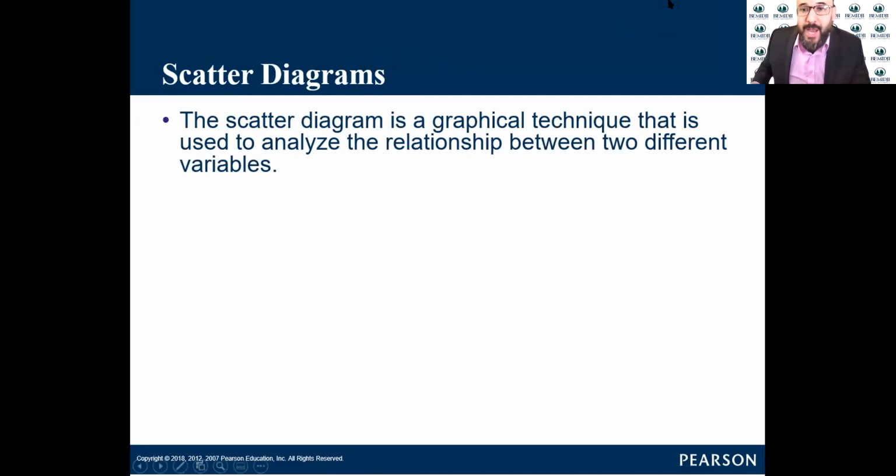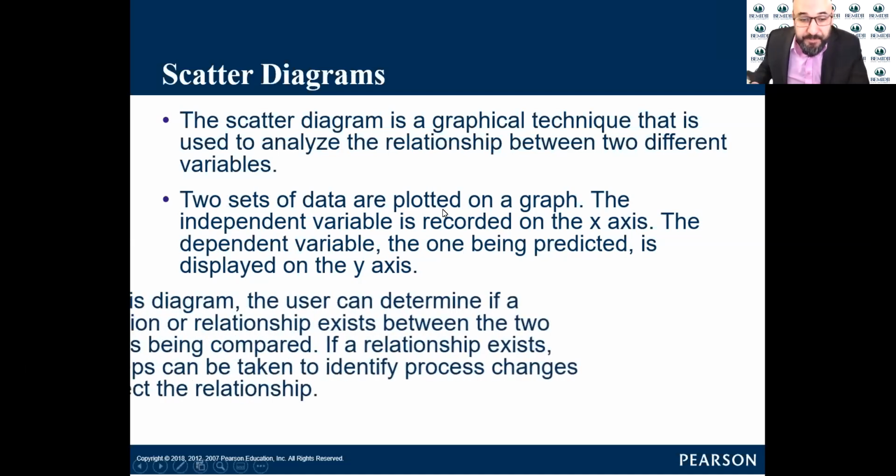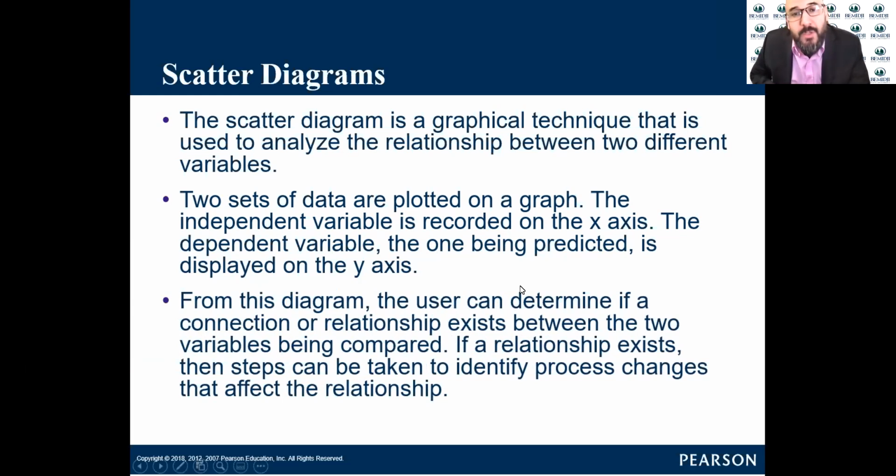The scatter diagram is a graphical tool that is used to analyze the relationship between two different variables. Two sets of data are plotted on a graph. The independent variable is recorded on the x-axis and the dependent variable is placed on the y-axis. From this diagram, the user can determine if a connection or relationship exists between the two variables being compared. So we look into the diagram to see if there is a relationship between them or not.